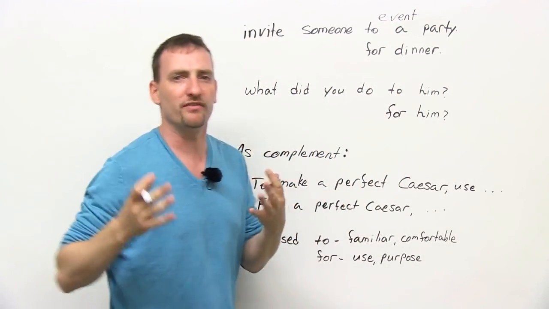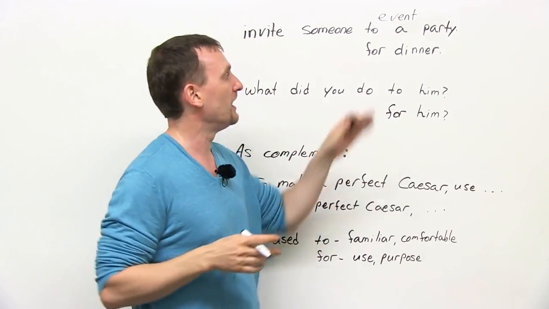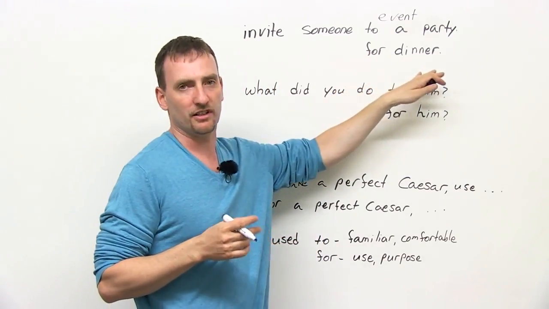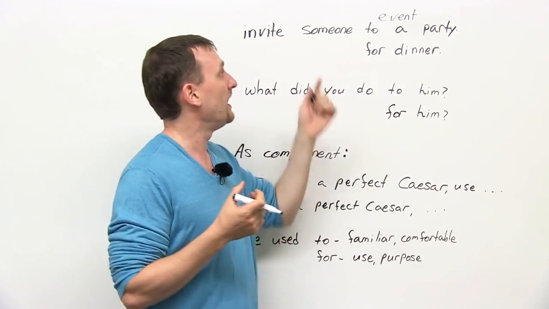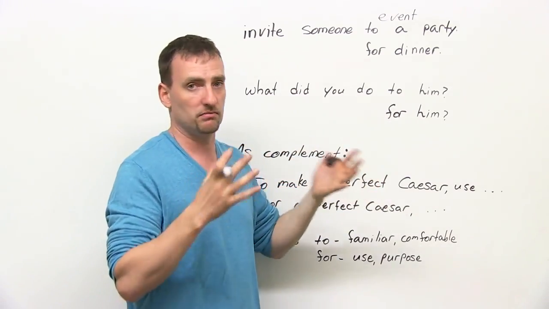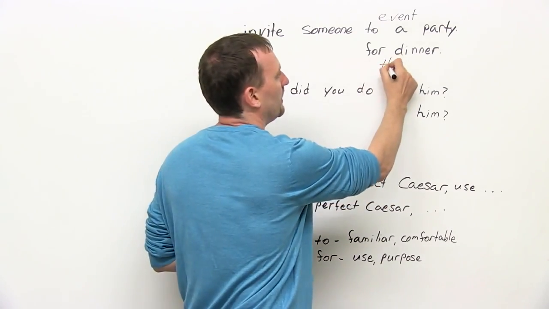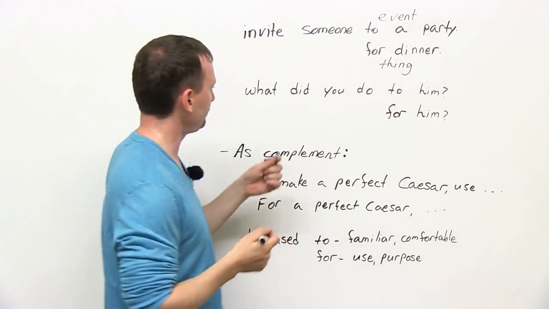Okay, the social event, like a party, a wedding, a dinner where many people come and sit together. Invite someone for dinner means invite them to eat. Okay, just to come and have food. If you invite someone to dinner, you're inviting them to the dinner party. It's a little bit different. Here you're inviting for a thing, here you're inviting to an event.